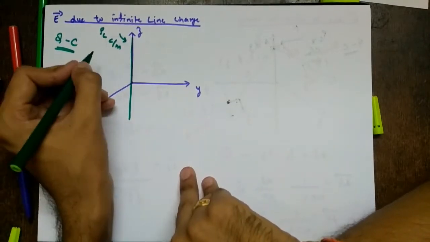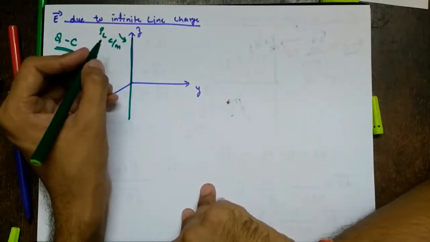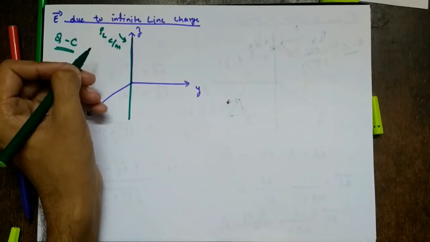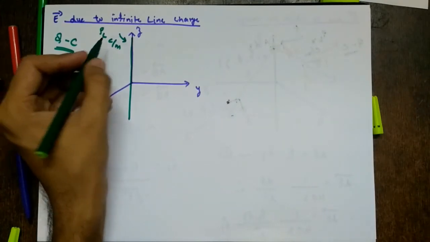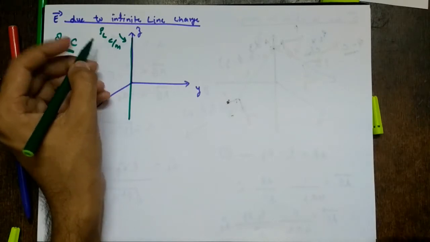So what is the first sentence we'll write? I'm not writing it, I'll just iterate it here. You can find it in the notes. So consider an infinite line charge placed along the z-axis, along the origin, having a uniform line charge density of rho L coulombs per meter.